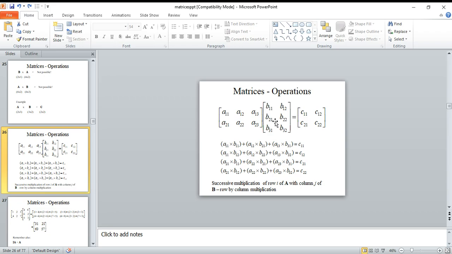And last, the second row with the second column. The second row is A21, A22, A23. The second column is B12, B22, B32. See, second matrix, second row, second column. Multiply A21 into B12 plus A22 into B22 plus A23 into B32. It will give the fourth element of the multiplication matrix. Successive multiplication of row i of A with column j of B, row by column multiplication.